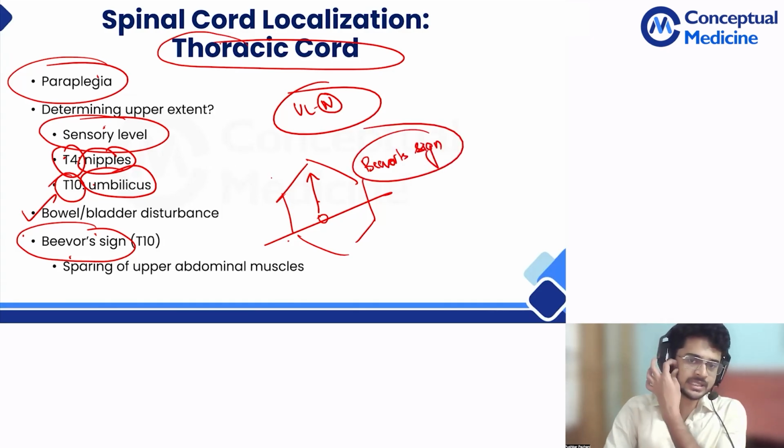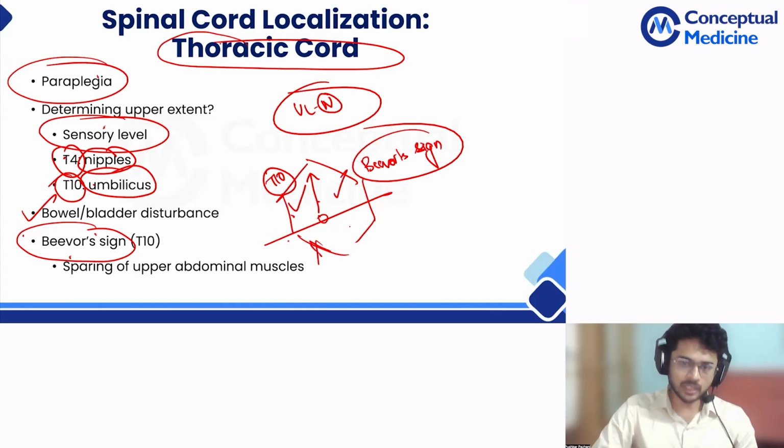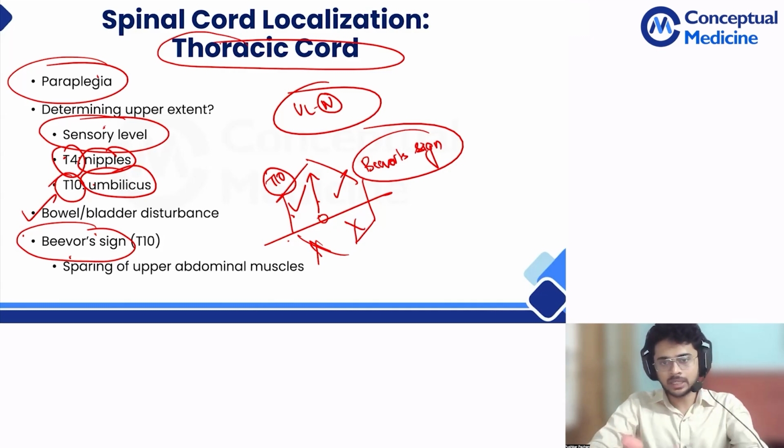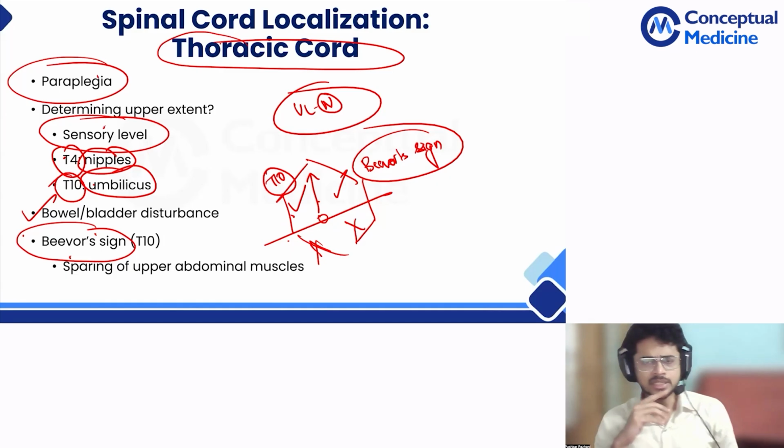This is because in lesions of the T10 spinal cord, the upper abdominal muscles will be intact, but the lower abdominal muscles will be weak. So because of this, the umbilicus is pulled up by the normal upper abdominal muscles. But remember that even though Beevor's sign is relatively specific for a spinal cord lesion at T10, it can be seen in certain other disorders also.